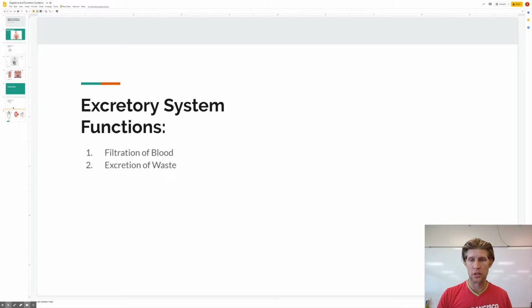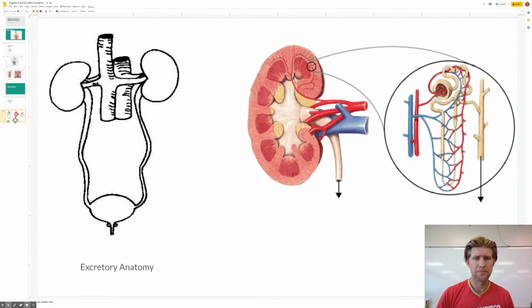So we'll talk about urination. Now, you already know the two main functions. We have filtration of blood and excretion of waste. So first, the blood has to be filtered in the kidneys, and you have to excrete the waste, and that's called urination. So let's look at the excretory system anatomy.